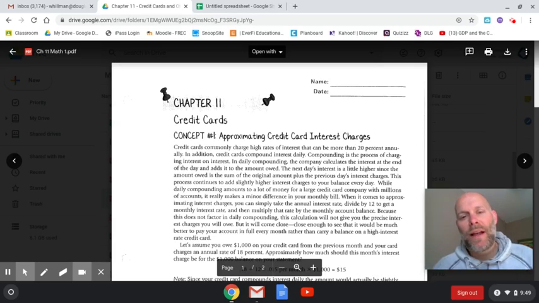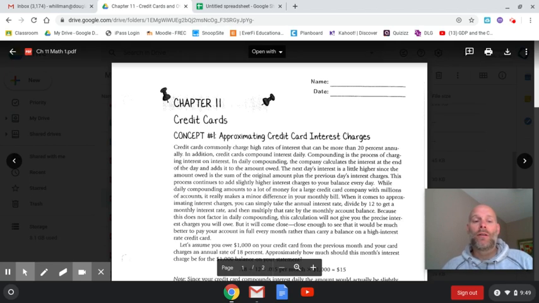All right, personal finance class, we're going to work on math concept one for chapter 11 today. So math concept one is all about approximating interest charges on credit card purchases. So let's work through this.